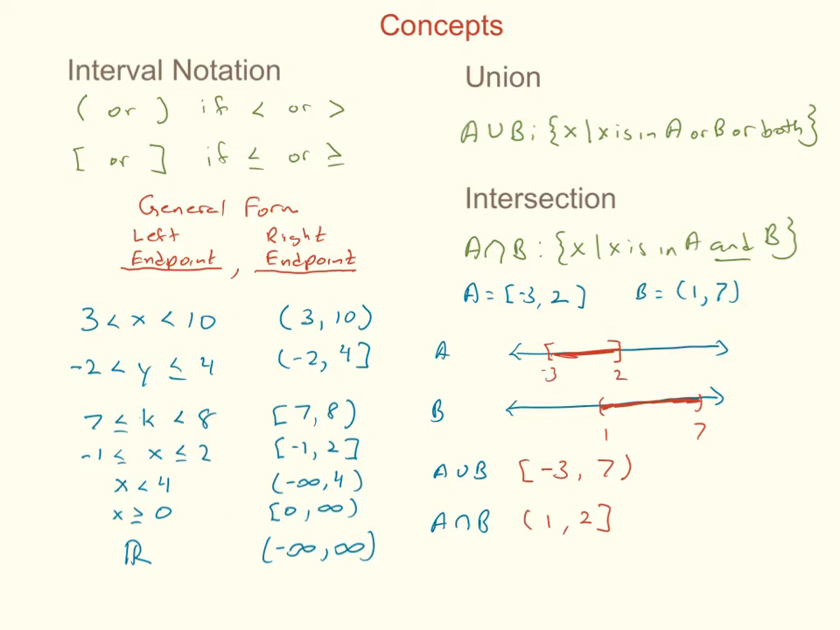The intersection is just the values that are common to both of them. In this case, both have 2, and they go down to 1, but not including 1. So the intersection here would just be the interval from 1 to 2, including 2, but not 1.